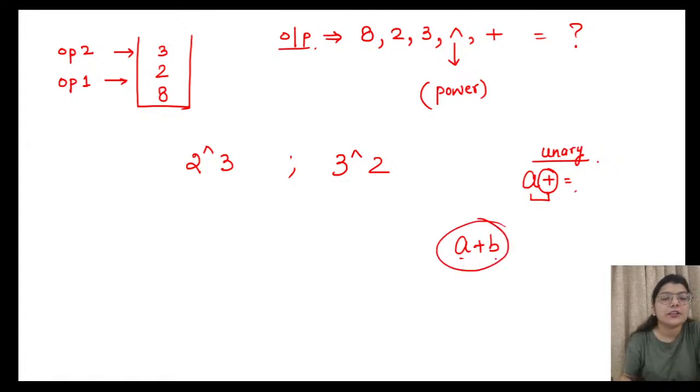Now, whenever we do this, always this is your operand 1 and this is your operand 2, so it will be operand 1 first, that is 2 raised to power 3. Okay, so this is what it is.